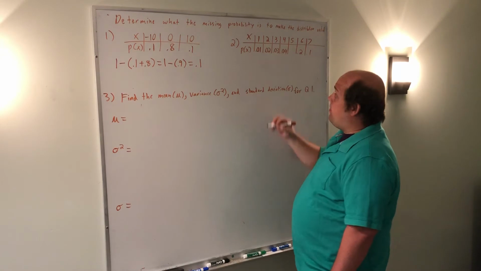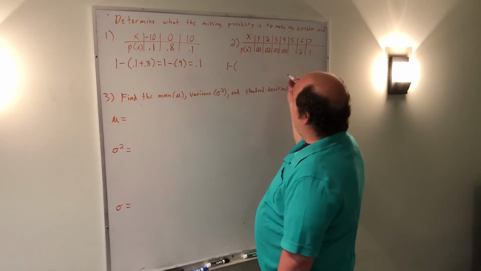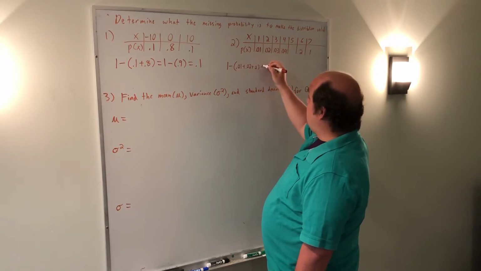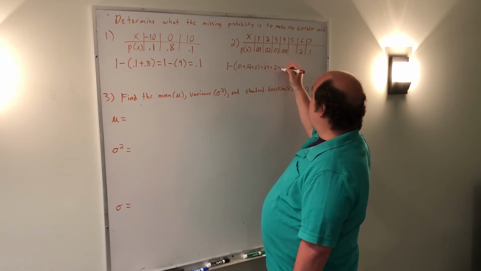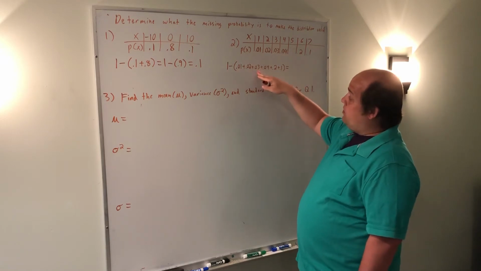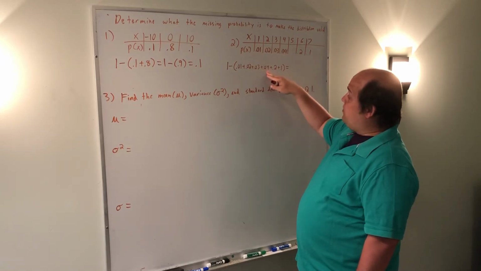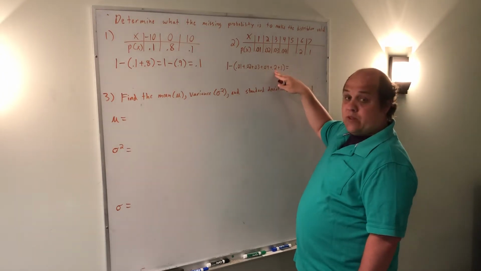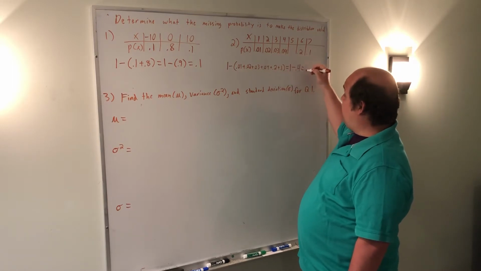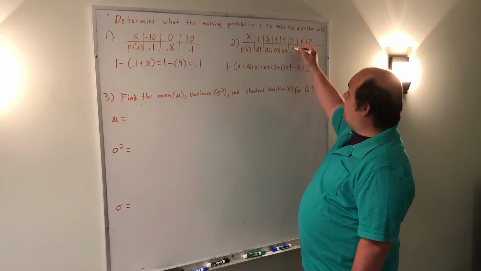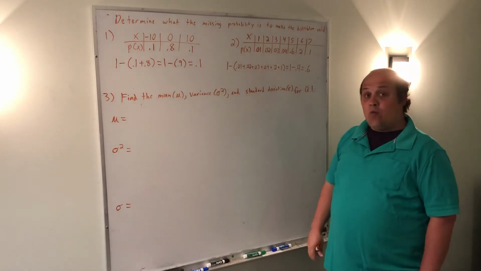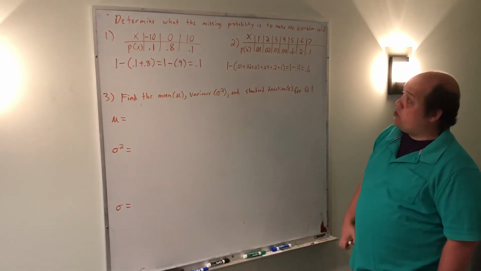If I do the same thing for problem 2, again, I'm taking 1 minus all the probabilities added together. In this case, 0.01 plus 0.02 plus 0.03 plus 0.04 plus 0.2 plus 0.1. 0.01 plus 0.02 is 0.03, plus 0.03 is 0.06, plus 0.04 is 0.1. 0.1 plus 0.2 is 0.3, 0.3 plus 0.1 is 0.4. So this really becomes 1 minus 0.4, which gives me 0.6. If I put in 0.6 for the probability of getting 5, now all of these in total do add to 1, so this is a valid probability distribution.